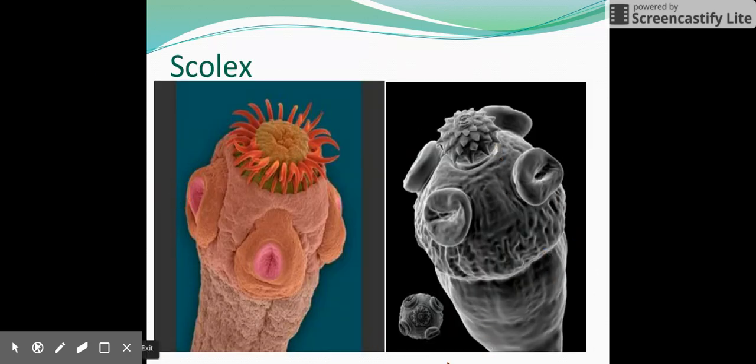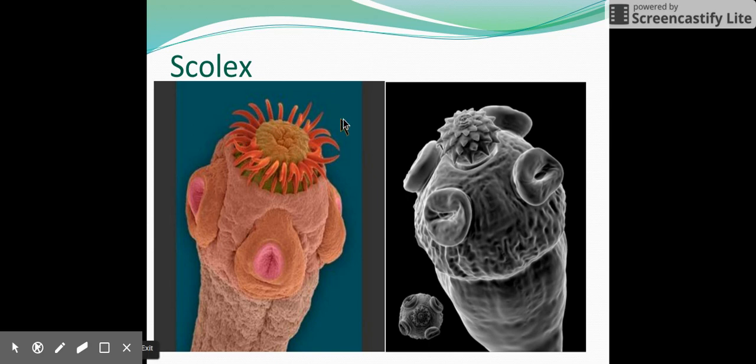First, the scolex. The scolex is a structure designed only for attachment. This is not a head. There is no nervous system. There's no brain. There's no mouth. A tapeworm does not have a head. It has a scolex. And the scolex's only function is to attach in between the villi of the small intestine.